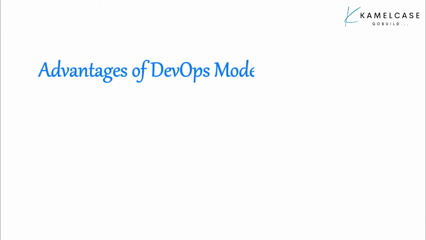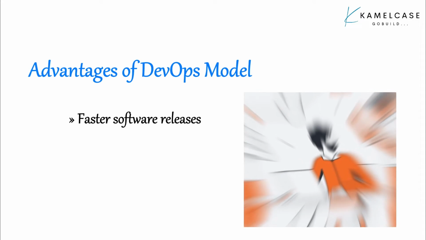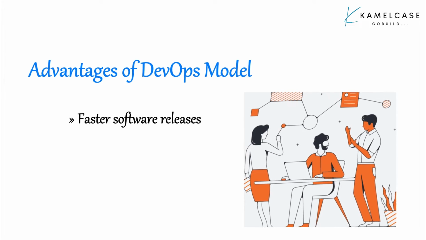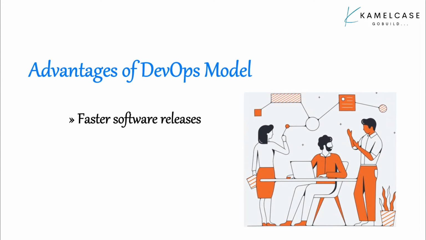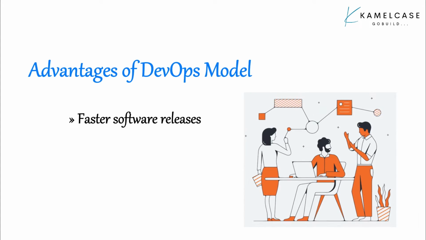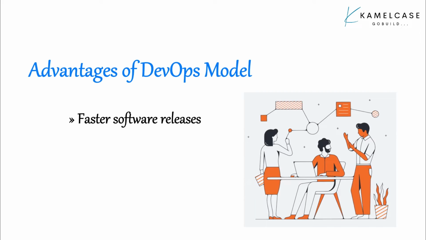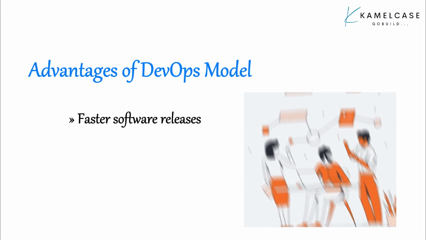Advantages of DevOps model. First, we got faster software releases. By automating processes and fostering collaboration, DevOps reduces bottlenecks, shortens development cycles, and enables quicker and more frequent releases, enhancing responsiveness to user needs and market demands.